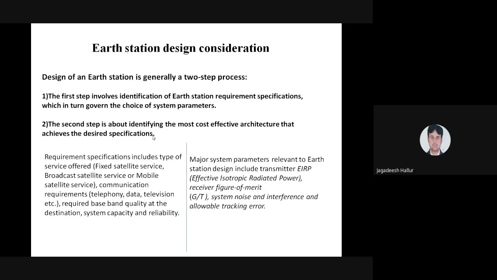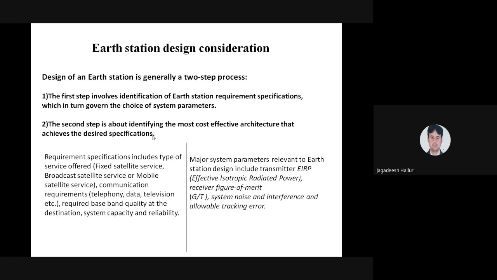And the next point in your syllabus is Earth station design consideration. While designing the Earth station, we require some parameters. You have seen previously the Earth station architecture. In that architecture, you have seen some blocks. Those blocks are doing their particular functions: to receive the signal, to strengthen the signal, to remove the noise, to control and monitor, and to see the weather conditions. But while designing the station, what are the parameters you have to calculate?